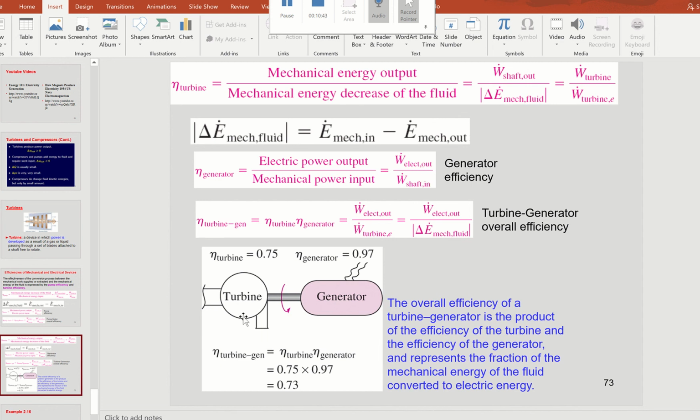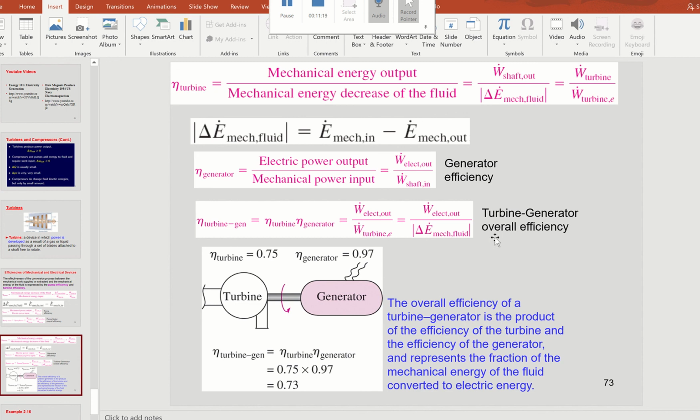However, when you put the turbine and generator coupled together, what is the overall efficiency? Think about what we want at the ultimate end. What's our ultimate goal? Electricity. So that's the electricity output. And what do we require from the very beginning? We need this superheated vapor to come into the turbine, which means the decrease of the mechanical energy of the fluid. So that's our overall efficiency, okay?